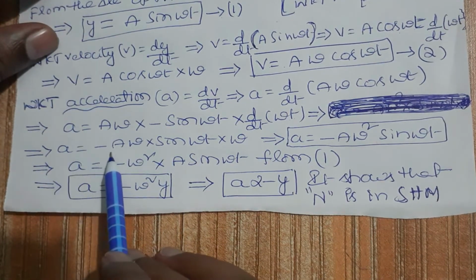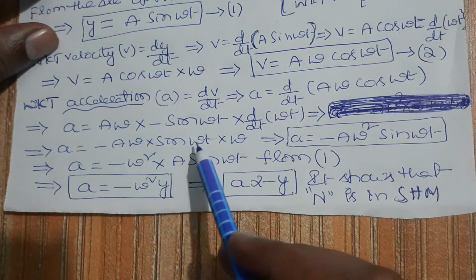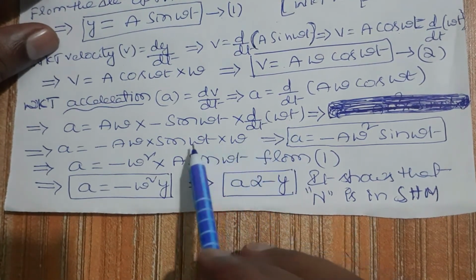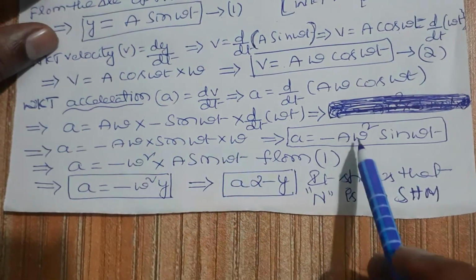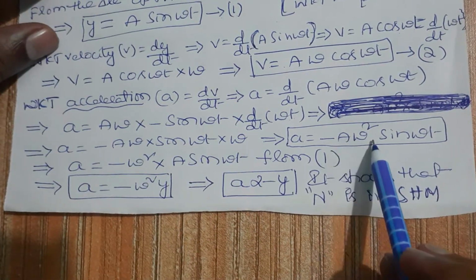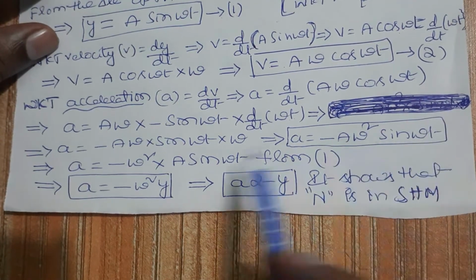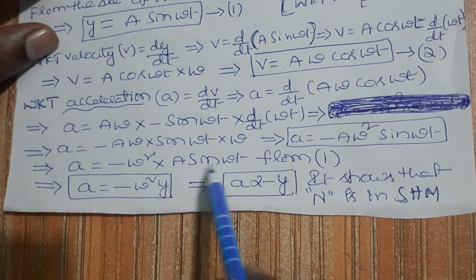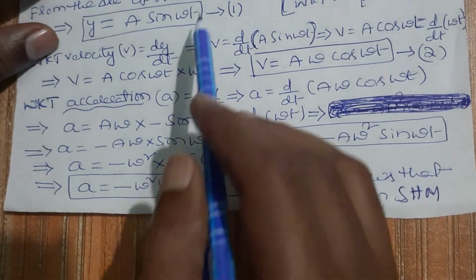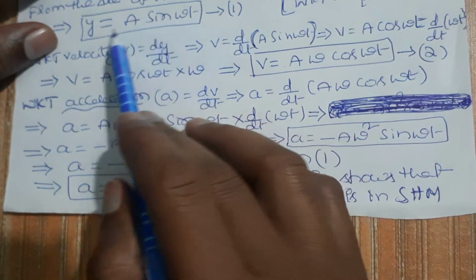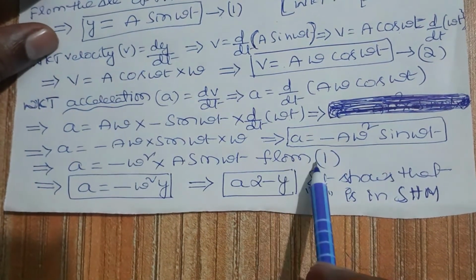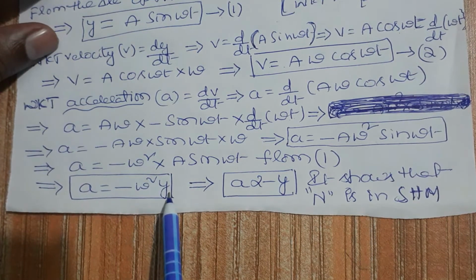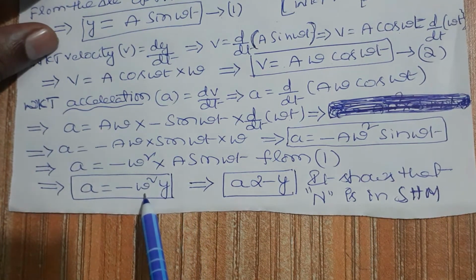So a is equal to minus a omega into sin omega t into d by dt of omega t, which means omega. So this is omega into omega, omega square: minus a omega square sin omega t. So acceleration is equal to minus omega square a sin omega t. But a sin omega t, you can see, students, from equation 1, is equal to displacement. So from equation 1 we can write acceleration is equal to minus omega square y.